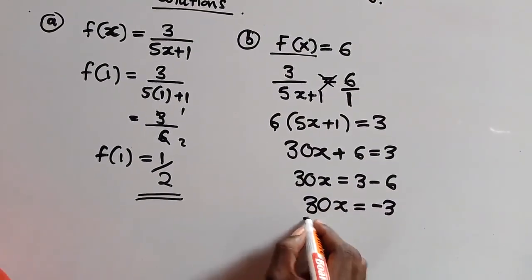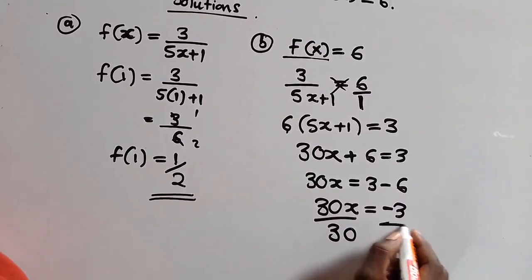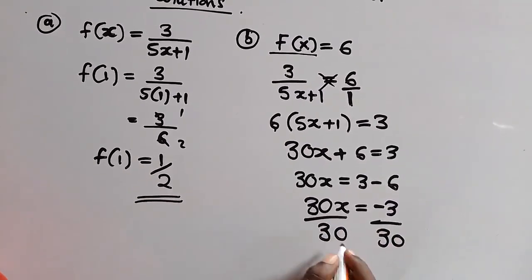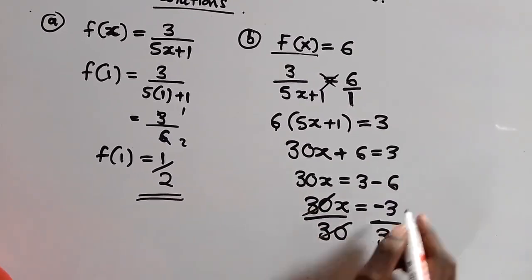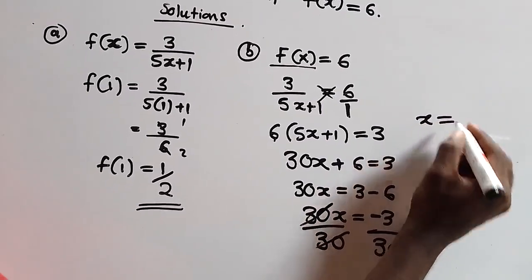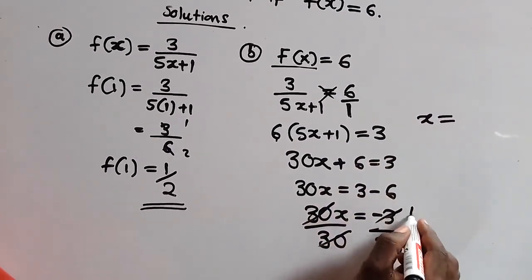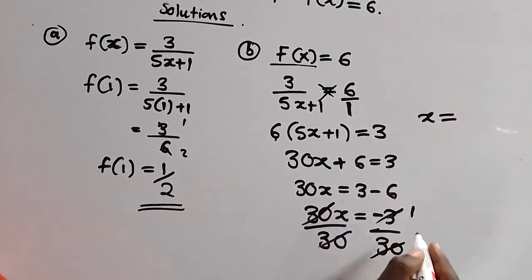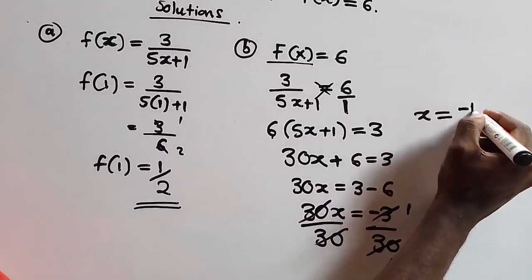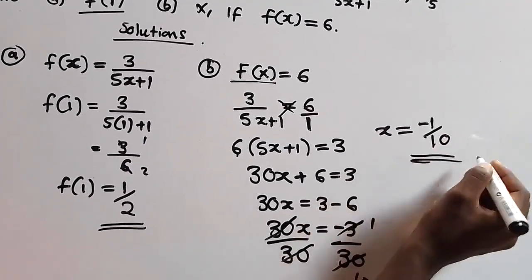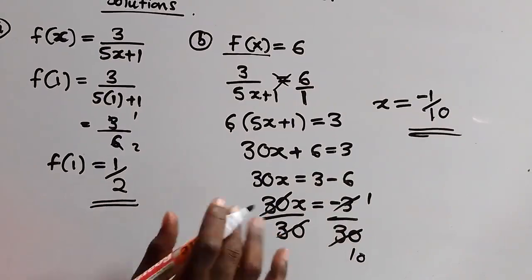You divide both sides by 30, like this. So 30 cancelled, you remain with x. x is equal to 3 there, it's 1. 3 there, it's 10. So negative 1 over 10. That is our answer. This is how you are supposed to answer this one.